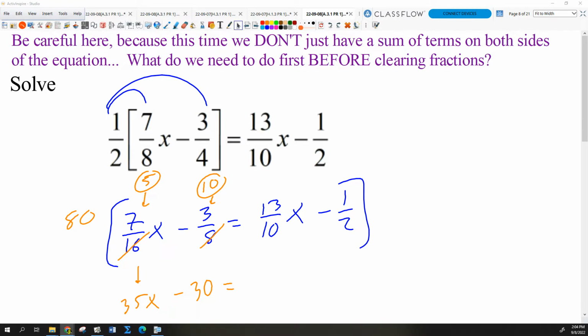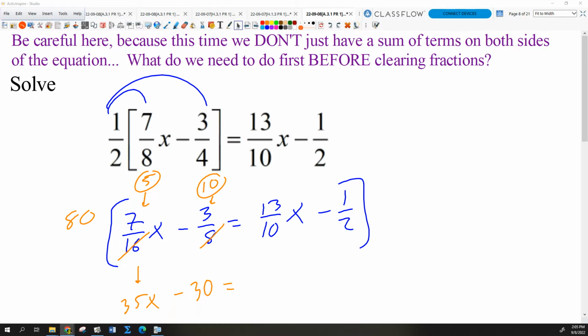So where we left off yesterday, we were looking at clearing fractions, right? Remember we said that when we're clearing fractions, you can distribute through by the least common multiple of the denominators, but that only works if you have a sum of terms on both sides. So you have to get to that stage first before you can clear fractions. The problem here was on the right side we have a sum of terms, but on the left side we have a product. We have this 1/2 that's being multiplied by this quantity. Everybody see that? So we can't do it yet.